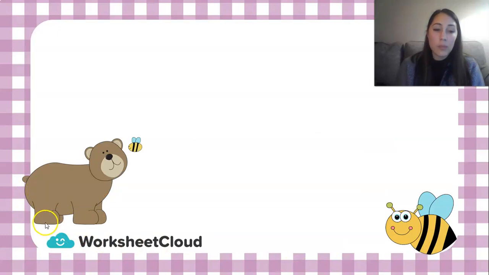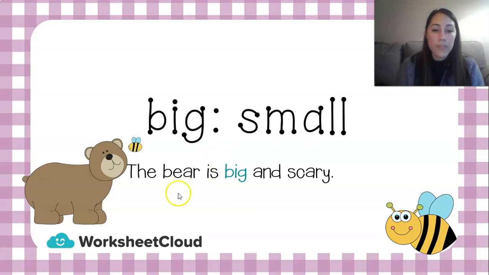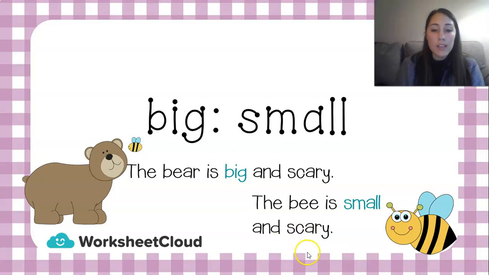And here we've got a little bear and a bee and another bee on this side. And our set of antonyms is big and small. The bear is big and scary. The bee is small and scary. There are some people who are very scared of bees that could sting them. So big and small are antonyms.